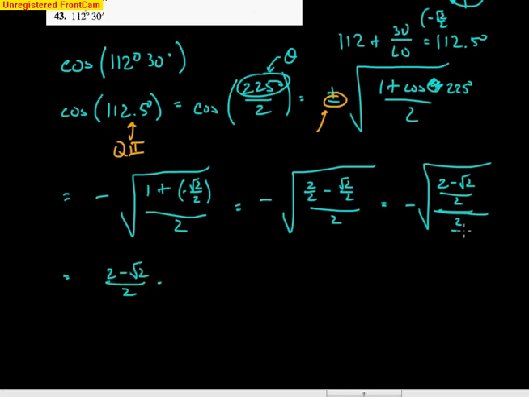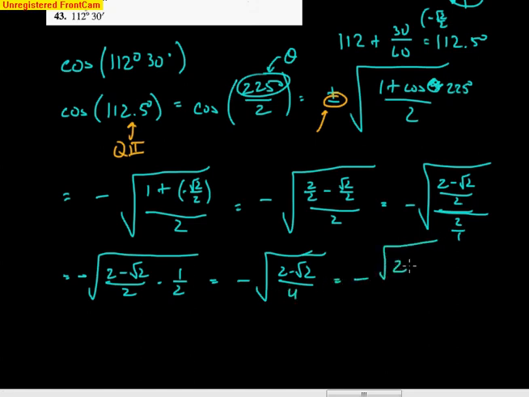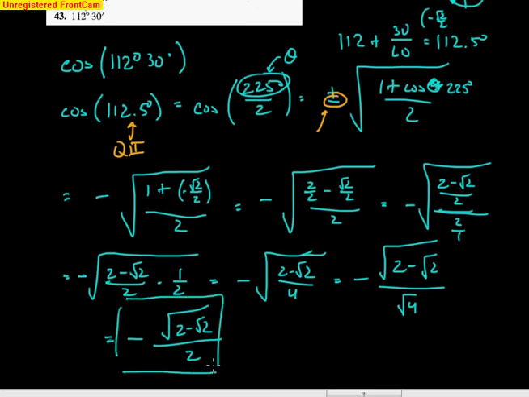And instead of dividing by 2 over 1, I'm going to multiply by the reciprocal, 1/2. And there's my negative square root. So this becomes negative square root. The top remains the same, 2 minus the square root of 2, but the bottom becomes a 4. And now when I break this apart, I get the square root of 2 minus radical 2 on top over the square root of 4, and of course the square root of 4 simplifies. So your final answer is negative square root of 2 minus radical 2 in the top, all over 2. Square root of 4 is 2. And there's the answer.